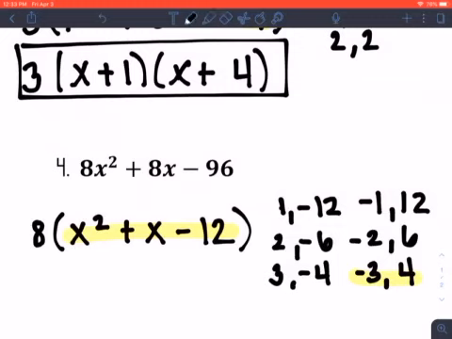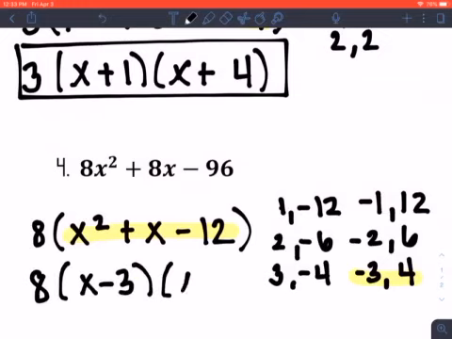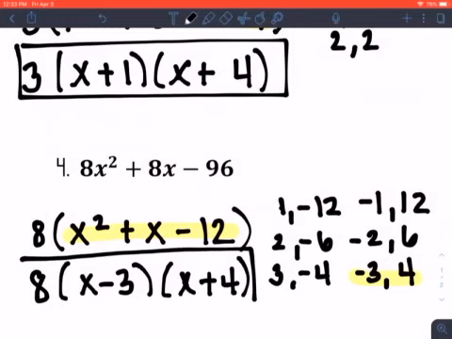So I rewrite that 8, carry it down, it doesn't magically disappear anywhere, and I'm left with x minus 3 and x plus 4. So we rewrote that trinomial as a binomial times a binomial. Our final answer is 8 times the quantity x minus 3 times x plus 4. We have two more that we're going to look at.